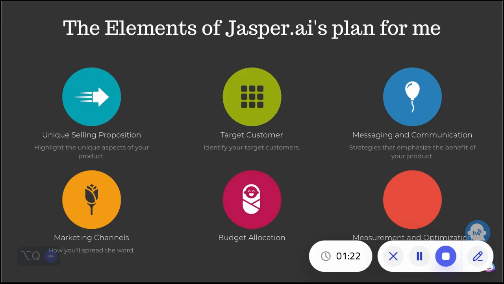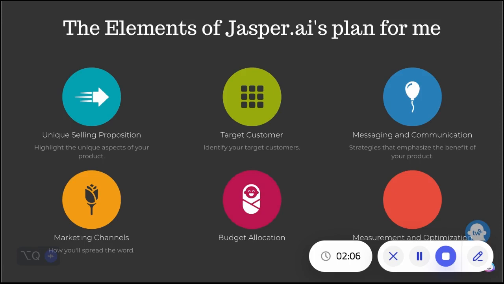Number 1, unique selling proposition, where I need to highlight the unique aspects of the product that we sell. And you can do it too. Number 2, target customer. I need to identify who I'm actually going to try and sell it to. Number 3, messaging and communication. These are the strategies that emphasize the benefit of your product. Now, benefits are different than features. Features tell you how long it is, how big it is, how thick it is, how much it weighs, what it's made of, that type of stuff. Benefits are how it makes people feel or what result they're going to get after using it. So it's really important to understand the difference between features and benefits.